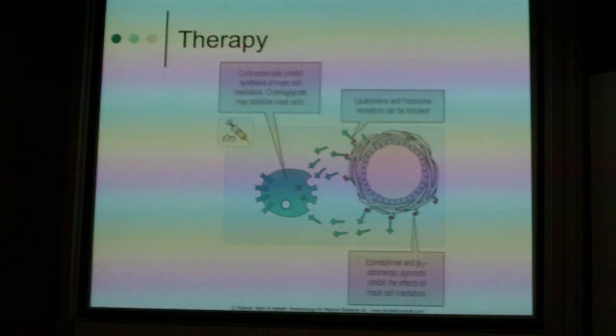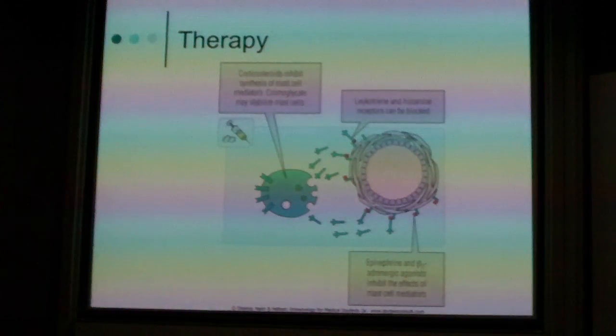So therapy with corticosteroids, they inhibit the synthesis of mast cell mediators. You can also stabilize mast cells so that they don't release their granules by cromolyn, which is a compound you can give and then the mast cell is stabilized. It's not as safe as you think because basically the stabilization just occurs for a while and afterwards you are again sensitive for development of allergy.